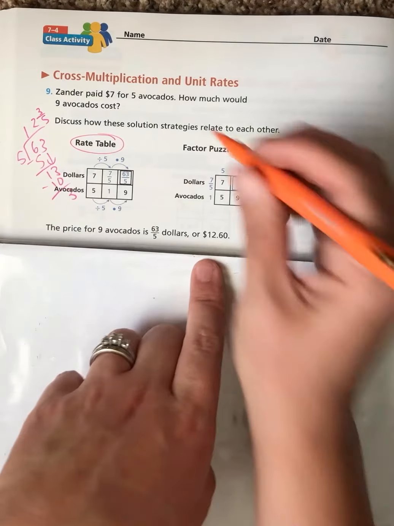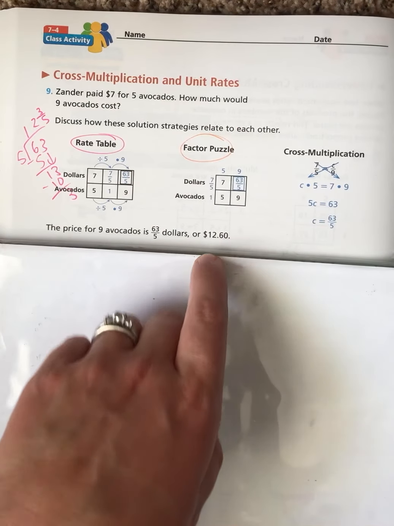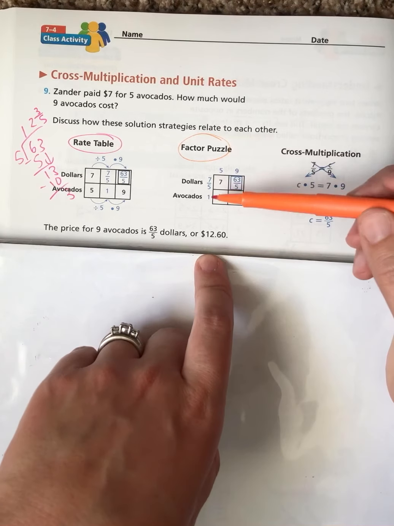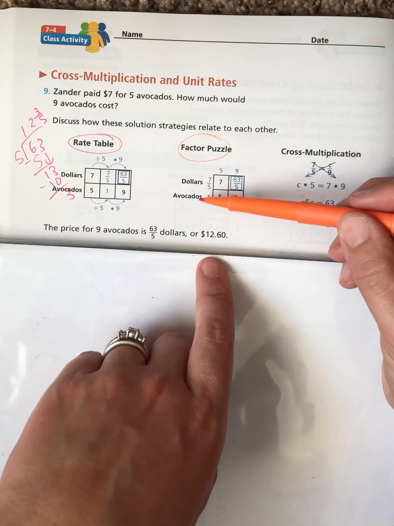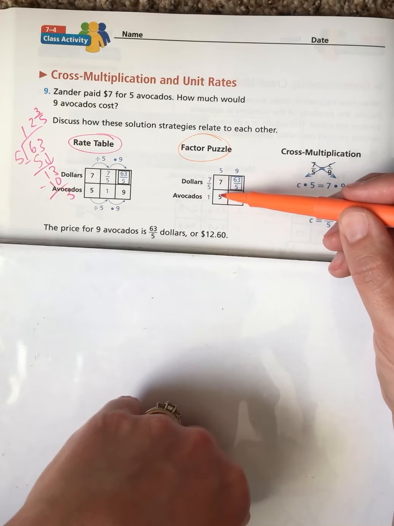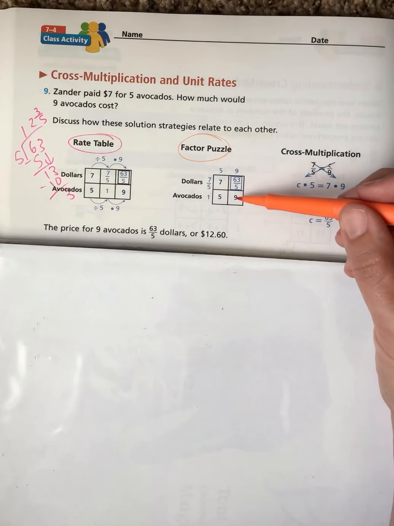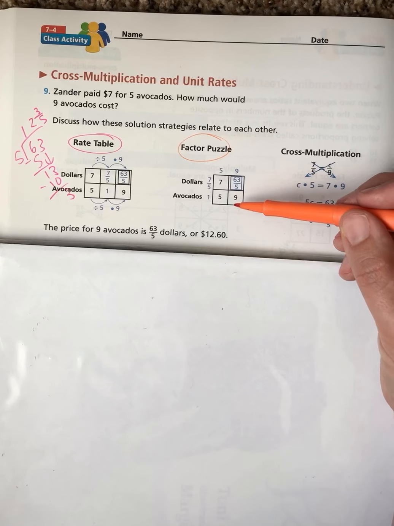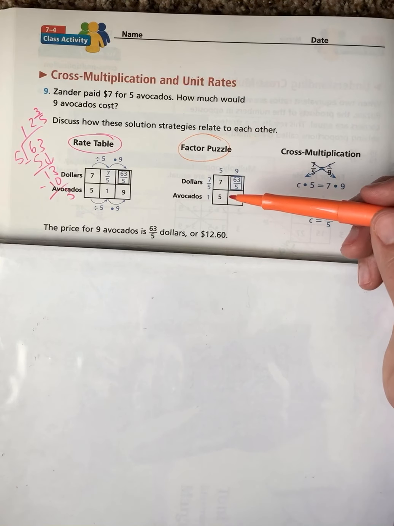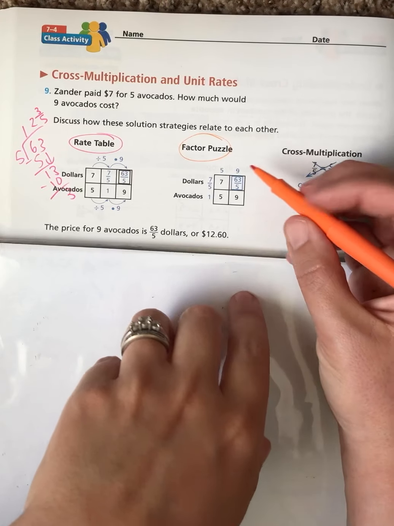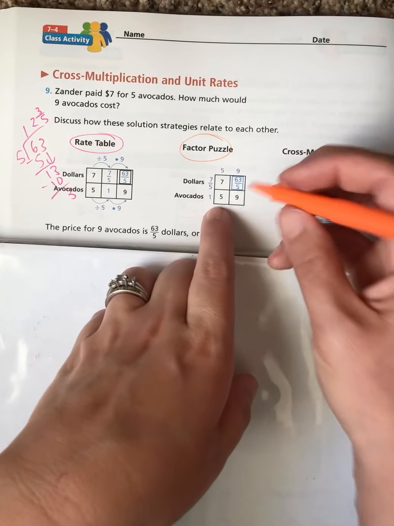How could you solve it with a factor puzzle? Well, you can see they still set it up. They look similar. Dollars on the top, avocados on the bottom. They did $7 was 5 avocados. They wanted to figure out 9 avocados. So notice that in this factor puzzle, they just have a 2-layer one instead of a 3-layer one. And so what they did here is a little bit tricky.